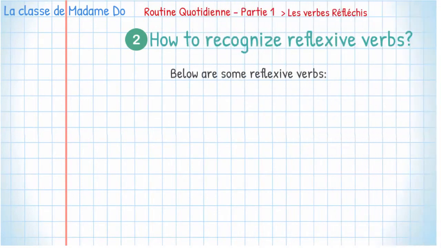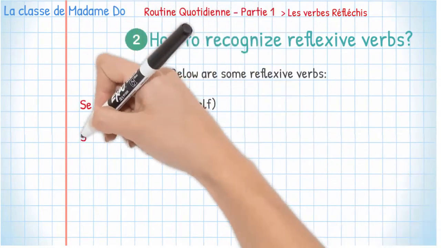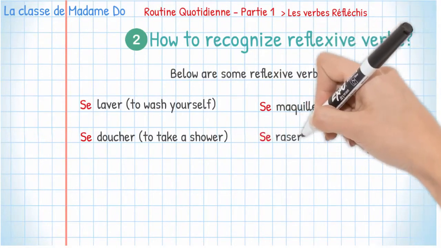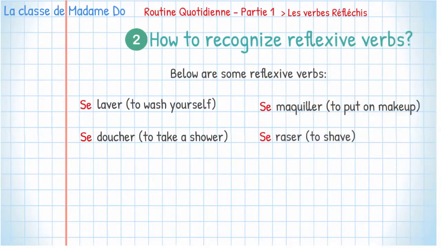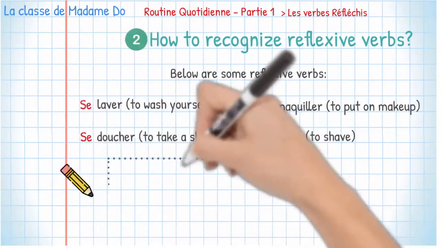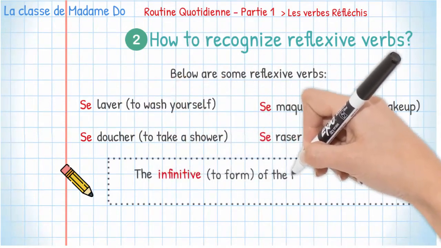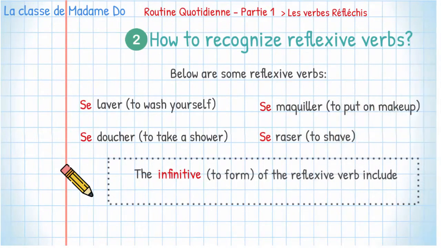Okay, so below are some examples of reflexive verbs. Se laver, se doucher, se maquiller, se raser. Se laver means to wash yourself, se doucher to take a shower, se maquiller to put on makeup, se raser to shave. So if you look at all the 4 different verbs, you'll notice they all have one thing in common. The infinitive, the to form of the reflexive verb, includes se in front of the verb.